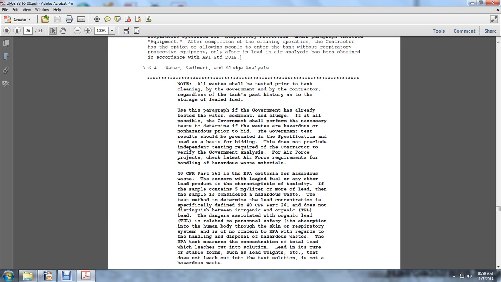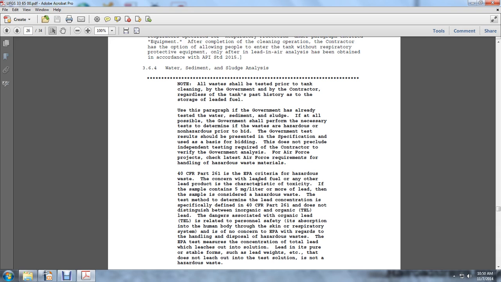This does not preclude the independent testing required of the contractor to verify the government analysis of the Air Force projects, and to check the latest Air Force requirements for handling hazardous waste materials. Title 40 Code of Federal Regulations 261, the EPA criteria of hazardous waste, concerns lead in the fuel and any other lead projects.